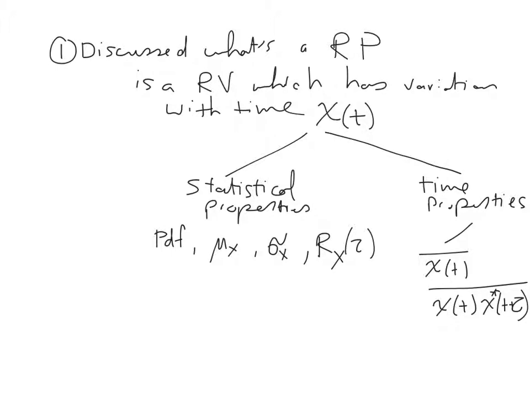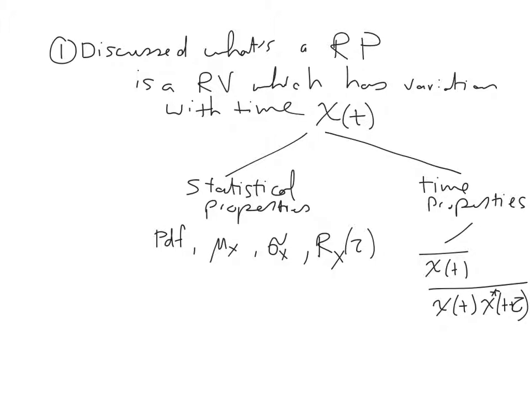And the time average of the autocorrelation function. So this is the time average of the autocorrelation function. I take the value of x of t multiplied by x conjugate of t plus tau, and then I average that over time. So I integrate this over time, t, and then I divide by the total time duration.